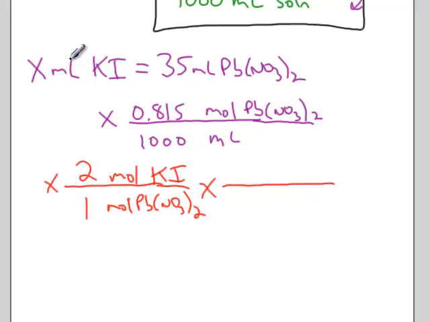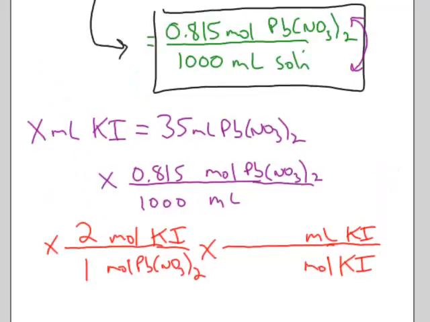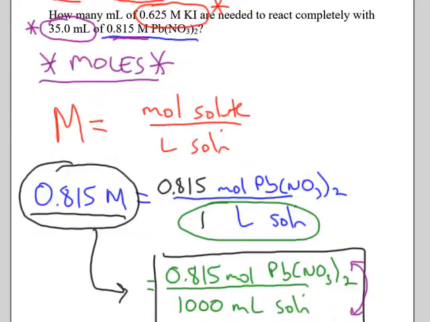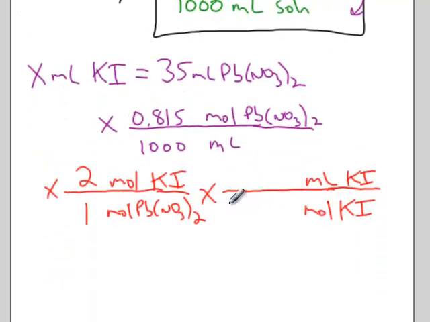But now I want to keep going to milliliters. So for moles of potassium iodide, I want to turn those into milliliters of potassium iodide solution. And the key there is capital M molarity. 0.625 capital M means 0.625 moles of potassium iodide if I had a liter, which remember is 1,000 milliliters of potassium iodide.